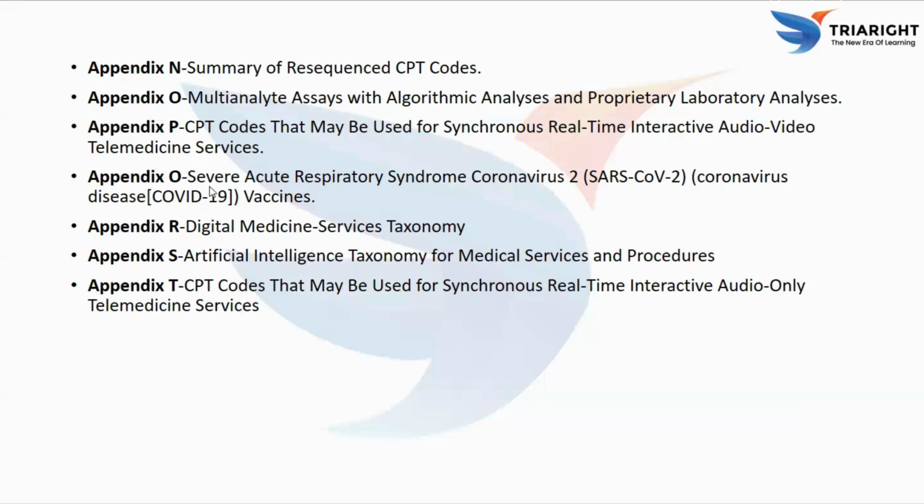Appendix Q, severe acute respiratory syndrome coronavirus 2. So SARS-CoV-2, coronavirus disease, COVID-19 vaccines. So Appendix Q lists the CPT codes for COVID-19 vaccines and vaccine administration. So they were created during the COVID-19 pandemic and they were also updated as new vaccines were introduced.